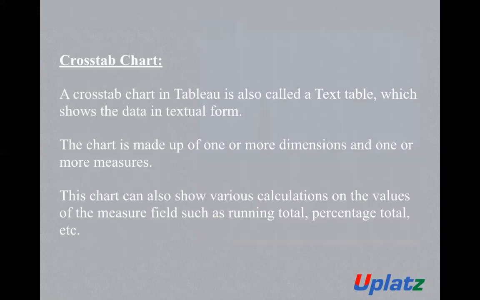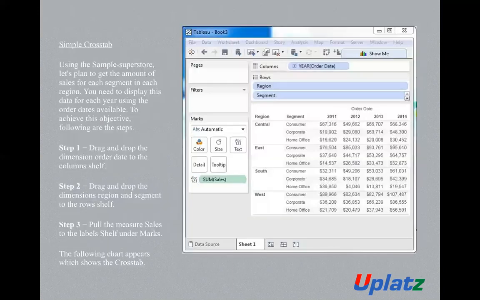Okay, then comes a crosstab chart. Crosstab is nothing but a very simple textual kind of visualization where you can look at the data in a textual format. This chart is made up of one or more dimensions and one or more measures, and here you can show various calculations on the value, like the running total, percentage, difference, and so on. So this is your crosstab format. Just textual data if you want to look at, no graphs, nothing. So this is how a simple crosstab would look.